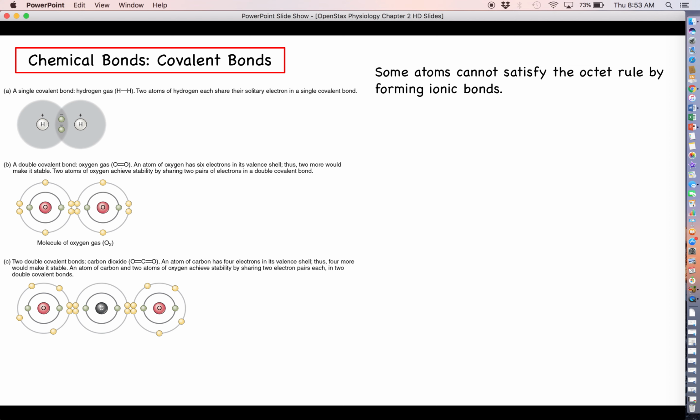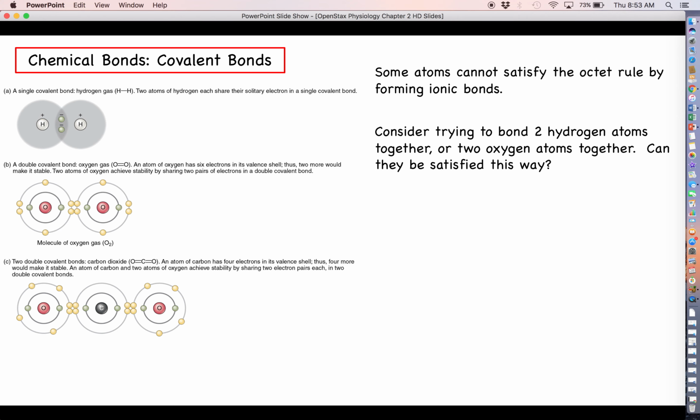As it says here, some atoms cannot satisfy the octet rule by forming ionic bonds. If you try to use these 3 examples as your case studies, like 2 hydrogen atoms or 2 oxygen atoms, try to think of a way for these 2 atoms to completely transfer 1 electron or 2 electrons from one atom to the other. You cannot satisfy the octet requirements for both atoms by doing it that way. You can satisfy one of them, but you cannot satisfy both of them. And you cannot form a chemical bond if even one atom is not satisfied.